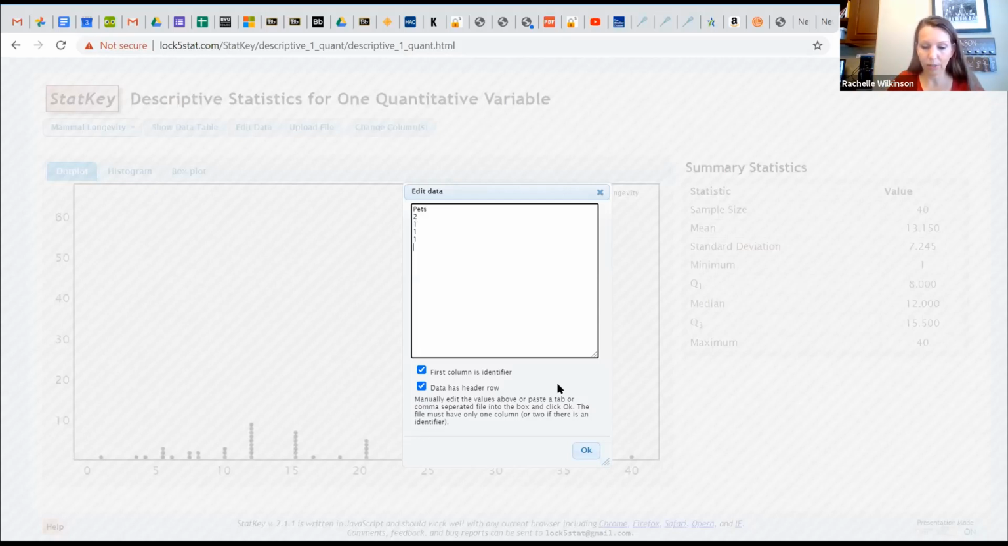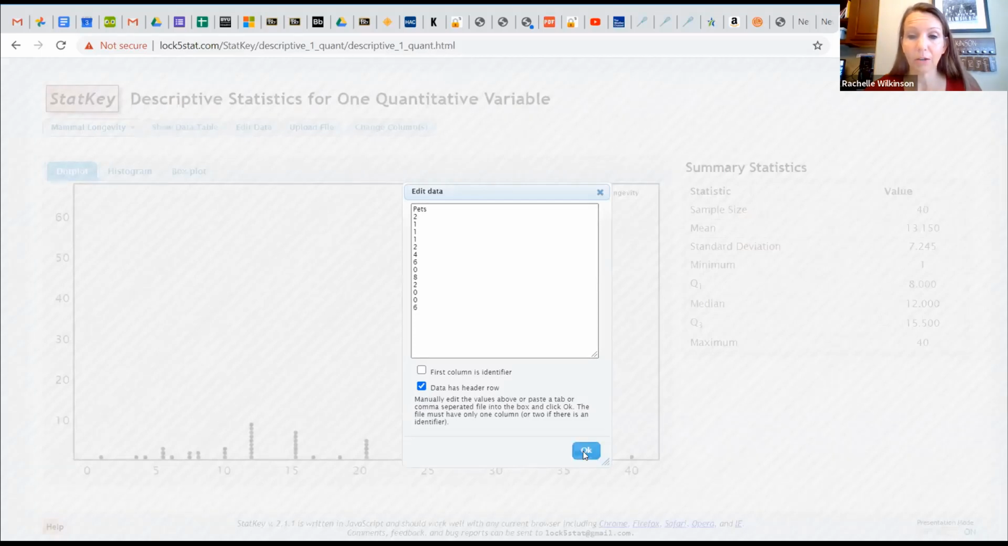All right, I didn't have an identifier. I didn't write down people's names that went along with it. So I'm going to uncheck that first box. But I do have a header row because I called it pets. So then I would click on OK.